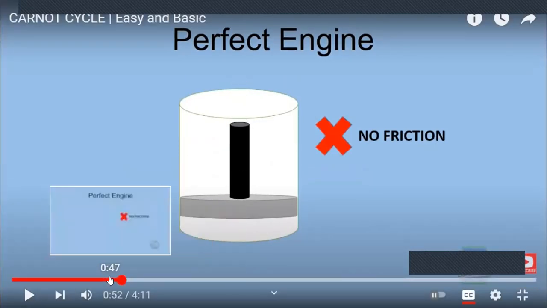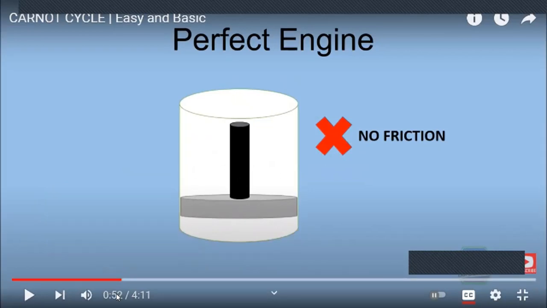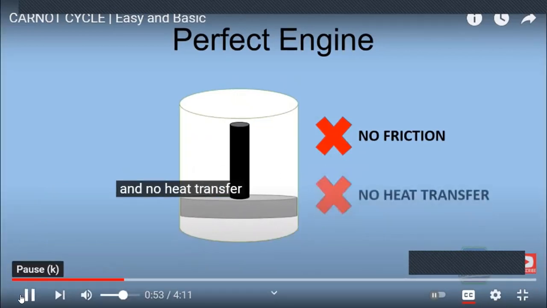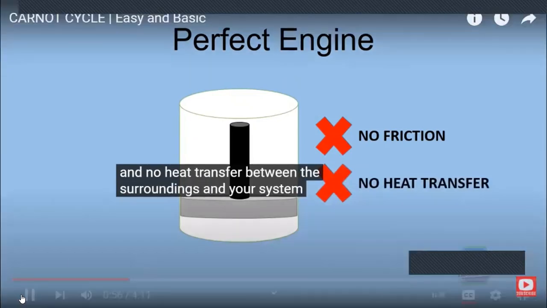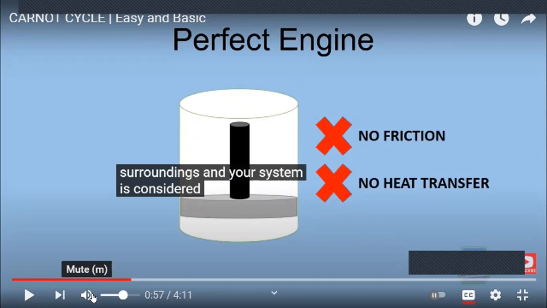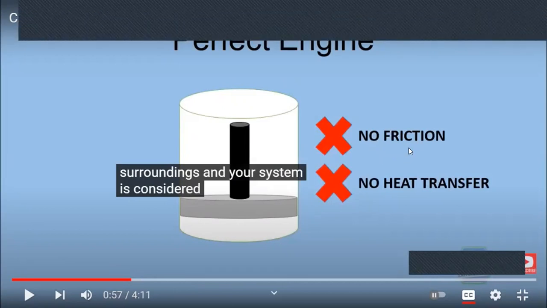Okay, so on the screen you can see how that system works. And no heat transfer between the surroundings. So according to Carnot, this is possible theoretically. No friction is there and no heat transfer is there. But in practice or in practical life, it is not possible, because every system has frictional losses and every system has heat transfer capacity. But according to the Carnot cycle, it is possible. That means there is no frictional loss and no heat transfer loss.